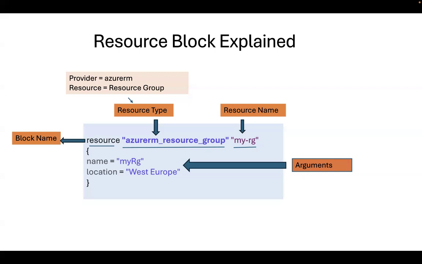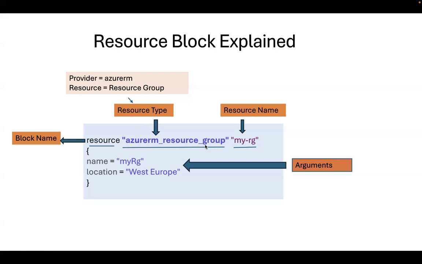There will be a question on basics. People will ask you, what is an argument? Then you should be able to explain this. These are the key value pairs which we'll be declaring inside the resource block or any of the blocks, and they are arguments. The first is this, resource. This is the block name. Then this is the resource type, azurerm_resource_group. azurerm is the provider, resource_group is the resource.